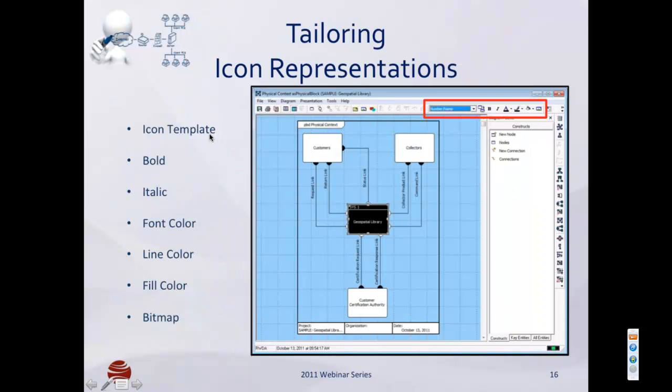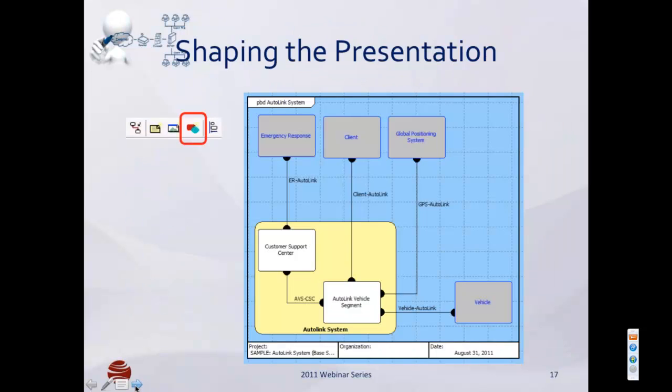Here you can see some of the things you can do to the text on a diagram: bold, italic, font color, things of that sort. Again, you'll see some of this on some of the diagrams we show momentarily. And here you do. Here you see the first one.